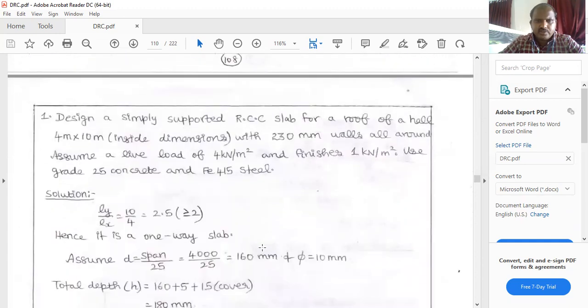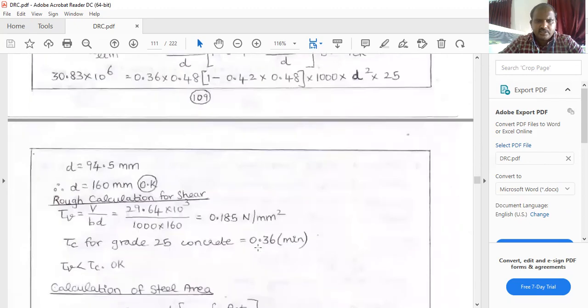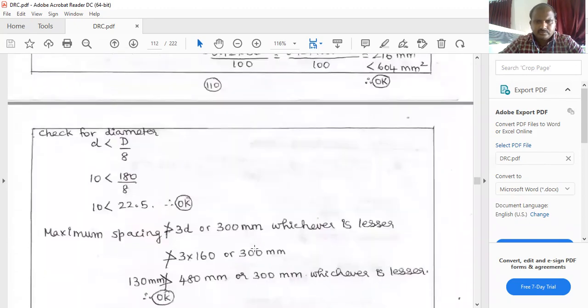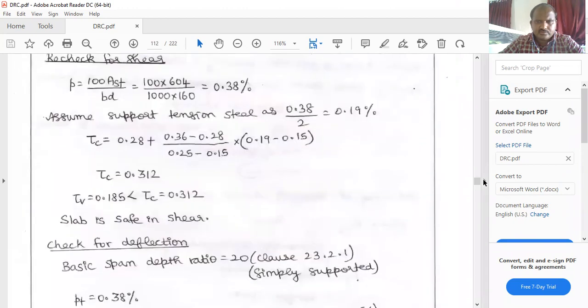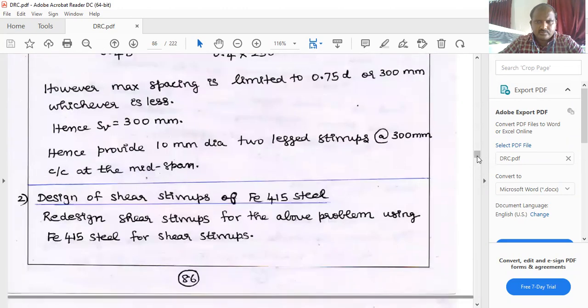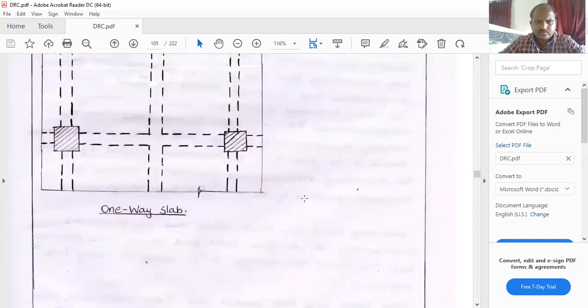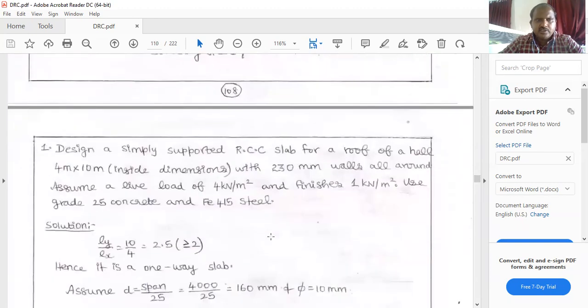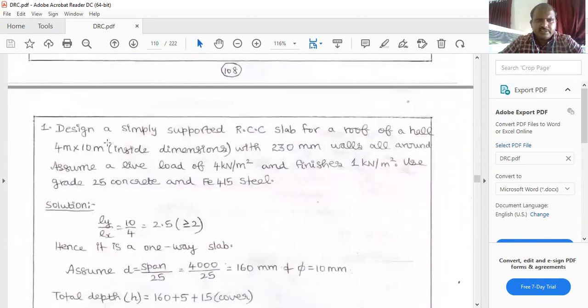Next we are going to see a problem in slab. Kindly wait for that. The problem is: design a simply supported RCC slab for the roof of a hall 4 by 10 meter inside dimension with 230 mm walls around, assuming a live load of 4 kN per meter square and finishes of 1 kN per meter square. Use a grade of concrete M25 and Fe 415.